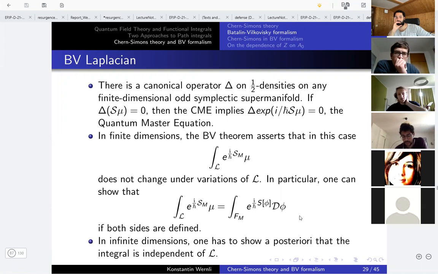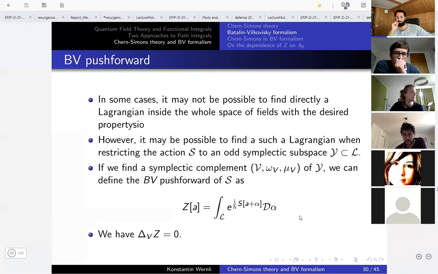In infinite dimensions, that's really all heuristics, and what we have to do once we have computed the perturbative partition function is show by hand that it doesn't depend on this Lagrangian.